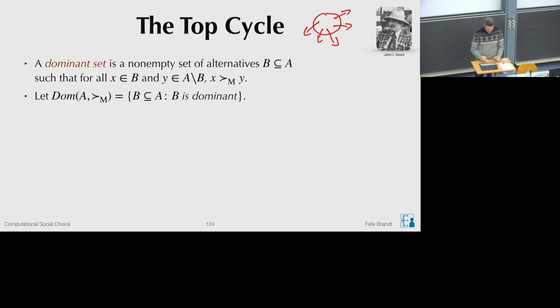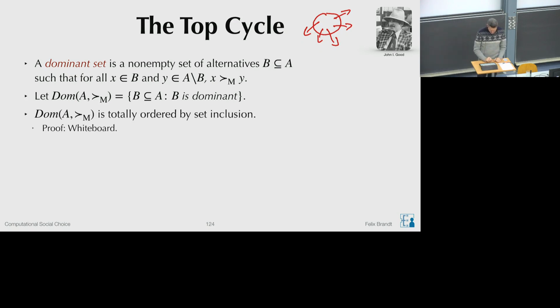Exactly, right. If we pick all alternatives, then that set is trivially dominant because we are quantifying over the empty set. Everything in the set dominates everything outside, and there is nothing outside, so this condition is trivially satisfied. So the set of all alternatives is a dominant set. But there can be smaller dominant sets, of course.